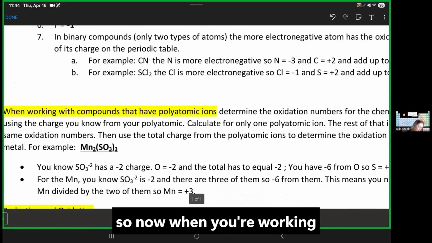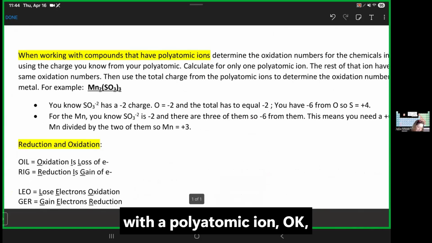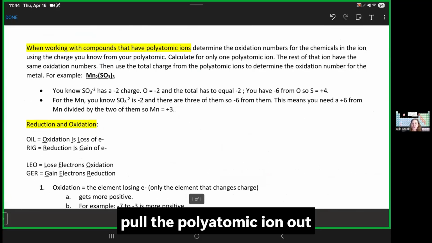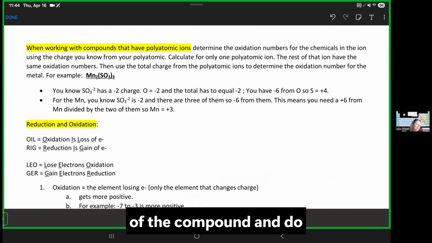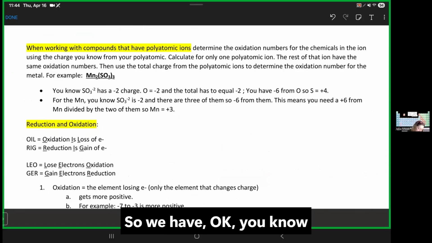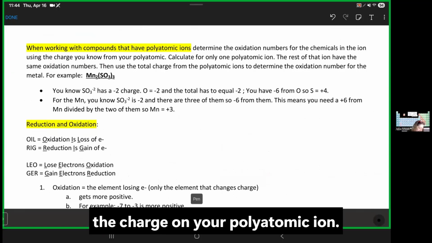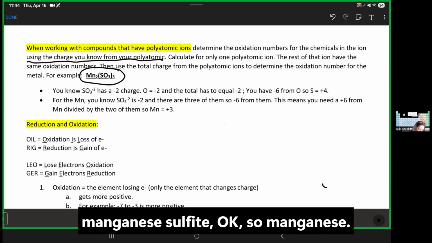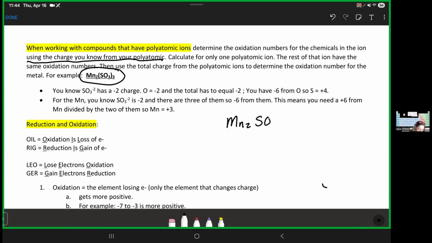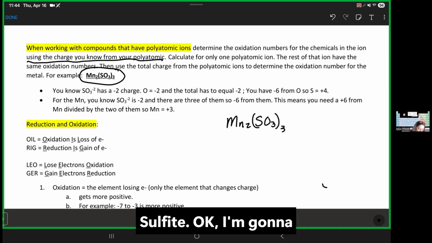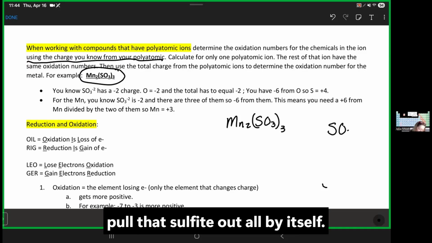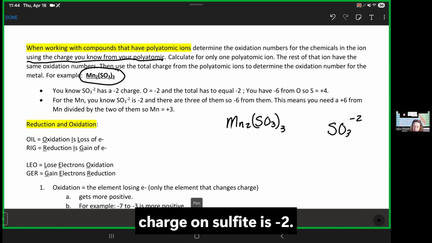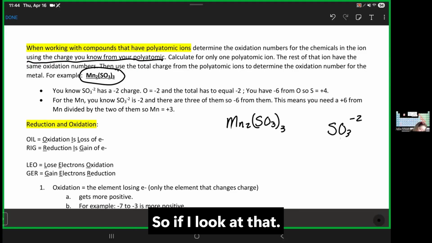Now when you're working with a polyatomic ion, my suggestion is that you pull the polyatomic ion out of the compound and do it by itself. You know the charge on your polyatomic ion. So for example, if we're doing manganese sulfite, I'm going to pull that sulfite out all by itself. And you know from nomenclature, the charge on sulfite is -2.